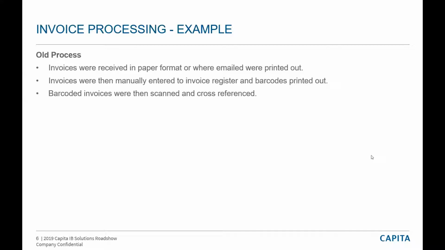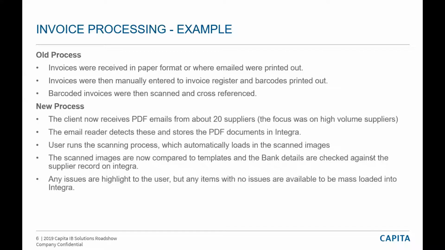What they do now, sorry Mel, if you can hit the next screen, thank you. So the client now receives PDF emails from about 20 suppliers. The focus was on high volume suppliers. Rather than trying to hit every supplier, they just picked the top 20. The idea being do 10 or 20 to start with, and then just gradually add more as you become comfortable with the process.